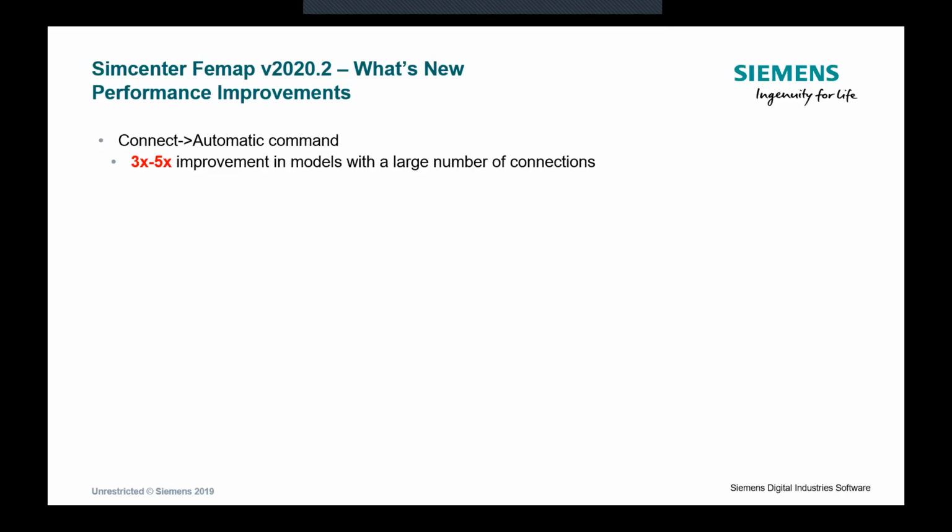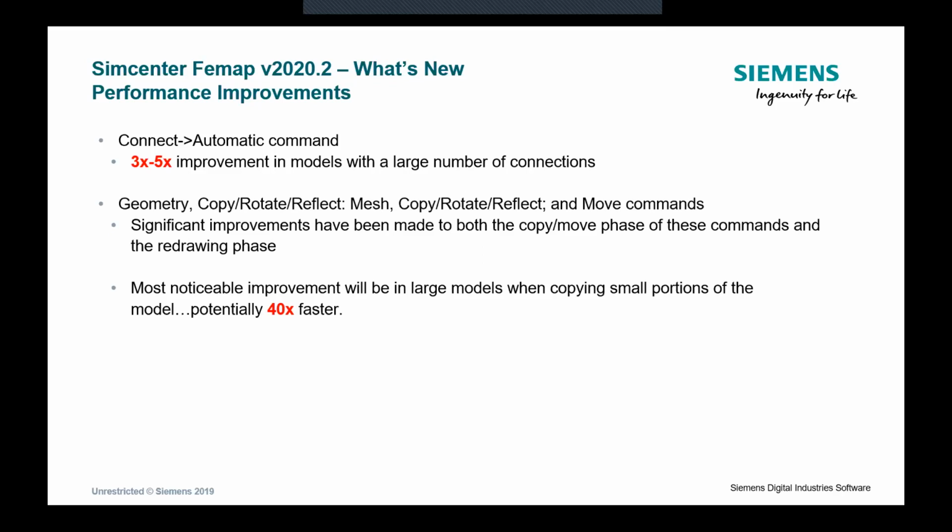So if you're using Connect Automatic, we made it 3 to 5 times faster when you were making a large number of connections. If you were using the geometry copy or mesh copy commands or even the move commands, these are based on the file merge technology that we have in Femap. And essentially every time you did this, we were doing a full regeneration of the graphics and just a lot of stuff that probably we didn't need to do in a lot of cases. So anyways, we changed a lot of things behind the scenes. The only thing that you should notice as a user is that it has a potential to be about 40 times faster.